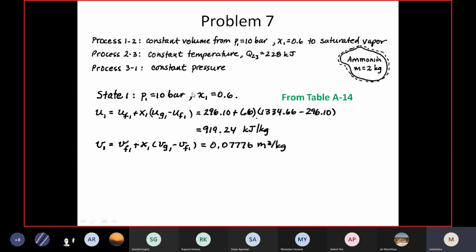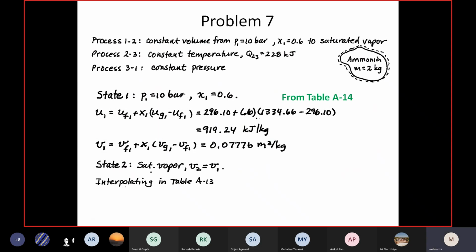With the same data from the same table at 10 bar pressure, you can get, as you got, the specific internal energy of the liquid and the specific internal energy of the gas at saturation. Volumes we are also getting, and then the volume we have calculated. State 1 is completely defined.